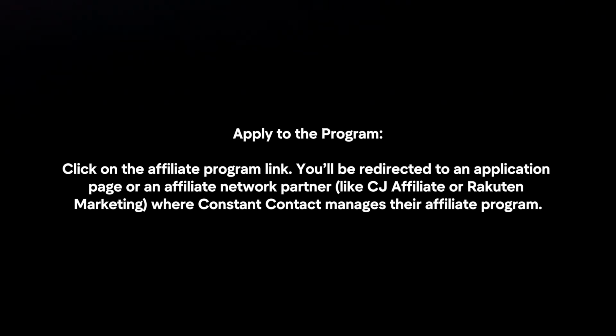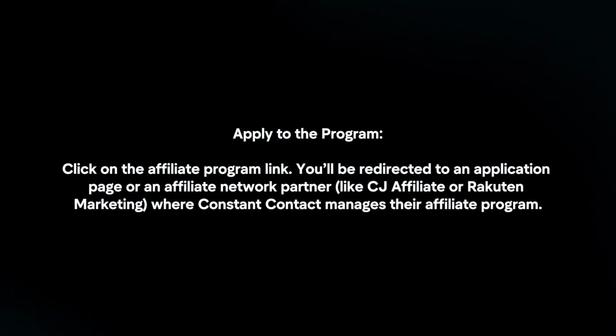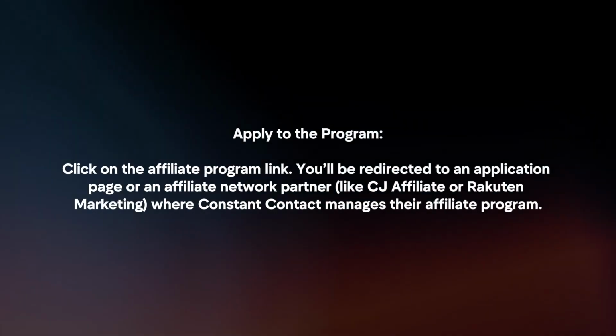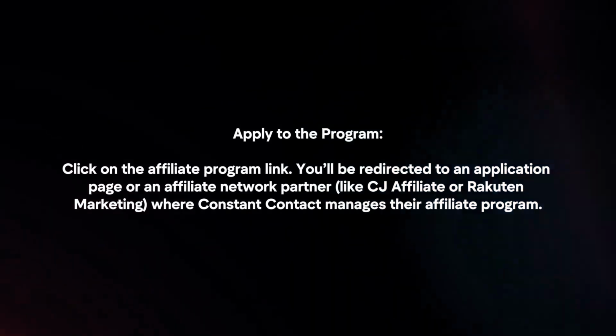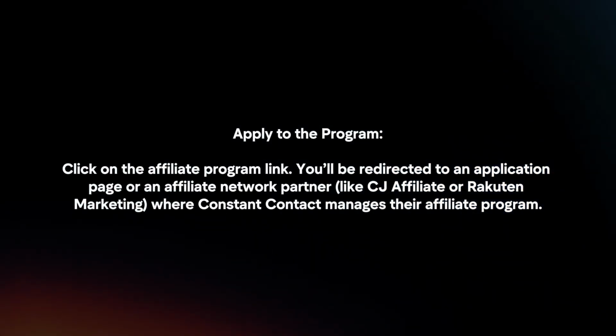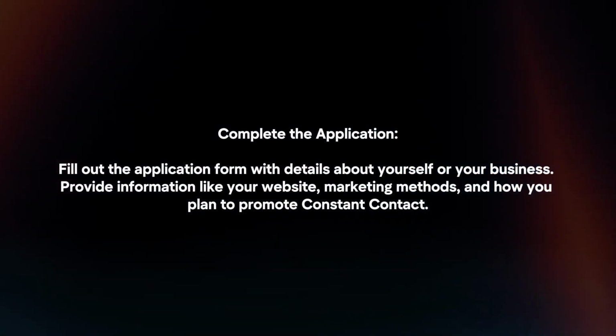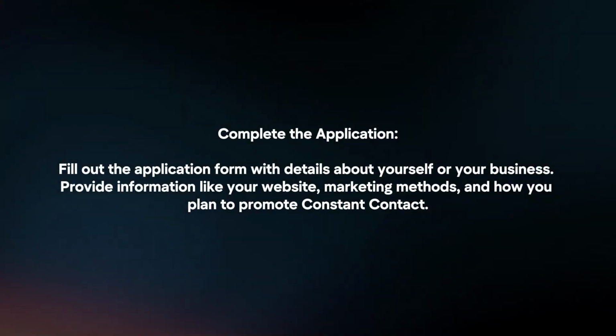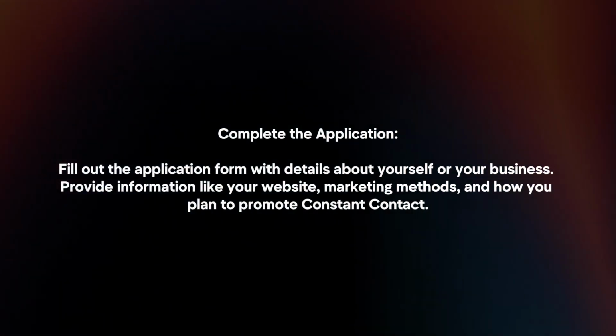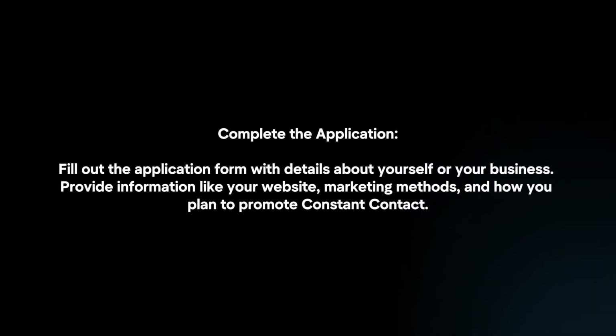Apply to the program. Click on the affiliate program link. You'll be redirected to an application page or an affiliate network partner where Constant Contact manages their affiliate program. Complete the application. Fill out the application form with details about yourself or your business. Provide information like your website, marketing methods, and how you plan to promote Constant Contact.